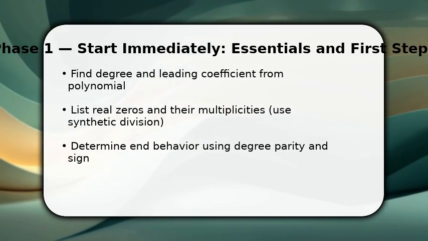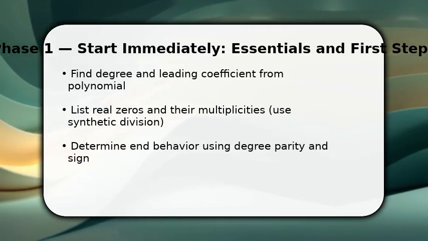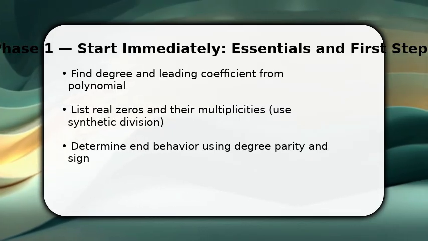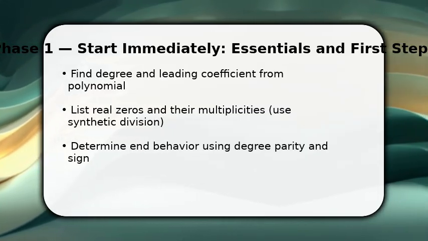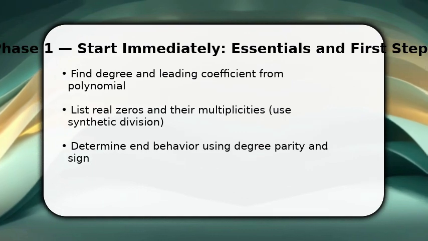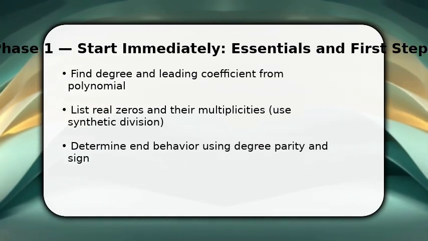Once done, sketch the basic left/right ends. Even degree means same direction ends, odd degree means opposite direction ends. Positive leading coefficient raises right end, negative lowers it. Make these decisions first, so every later step fits the global shape of the graph.